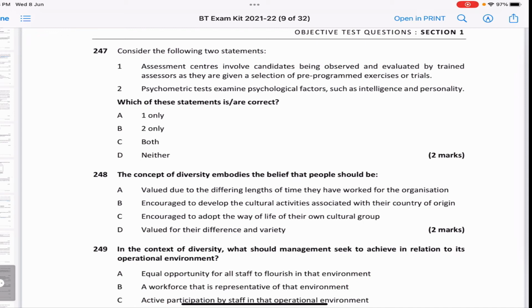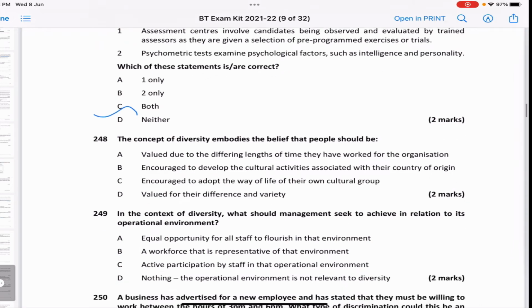Assessment centers involve candidates being observed and evaluated by trained assessors as they are given a selection of pre-programmed exercises or trials. Okay, that's correct. Psychometric tests examine psychological, and that is also correct. So the answer will be C.